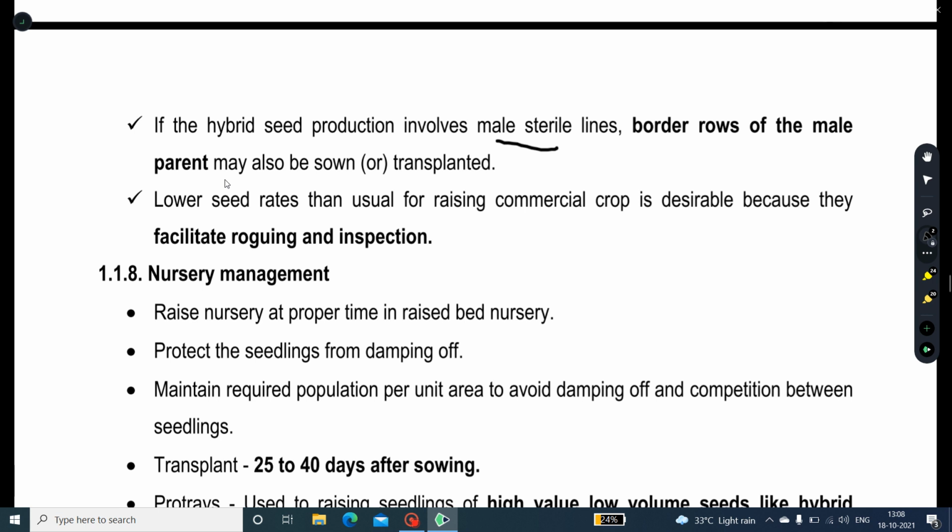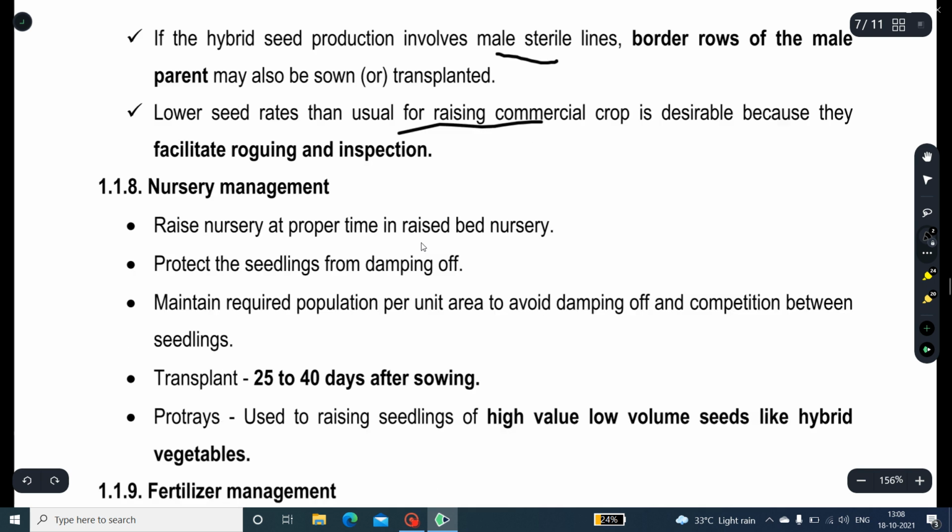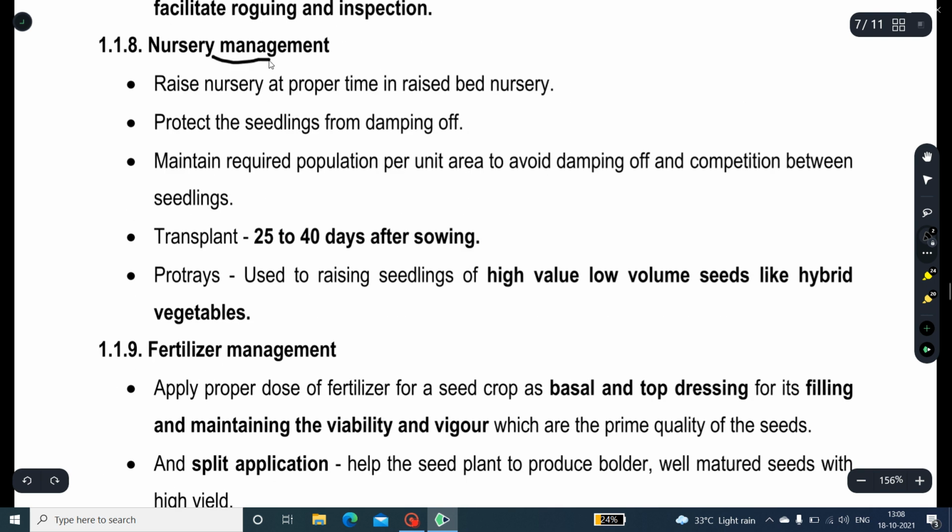The seed crop should invariably be sown or transplanted at an optimum age of seedling at their normal planting time. Older seedlings tend to grow slowly, so they are susceptible to pests and diseases. At the time of sowing or planting, there should be sufficient soil moisture for better germination and good establishment. A lower seed rate than usual for raising a commercial crop is desirable because it facilitates roguing operations and inspection of the seed crop. And the next one is nursery management.